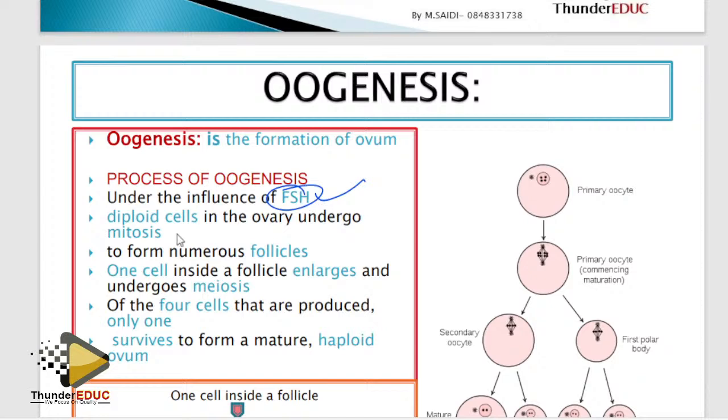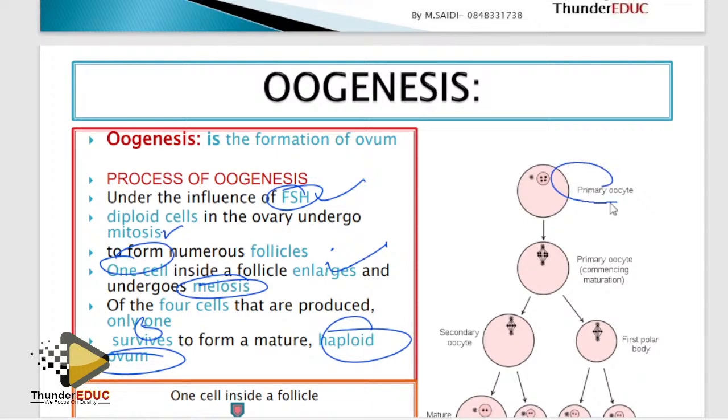The diploid cell in the ovary undergoes mitosis so that they form the numerous follicles. Only one cell inside the follicle enlarges, which undergoes meiosis. And then the 4 cells are produced, only one survives. And how do we call that one which survives? We call it a haploid ovum. Done.